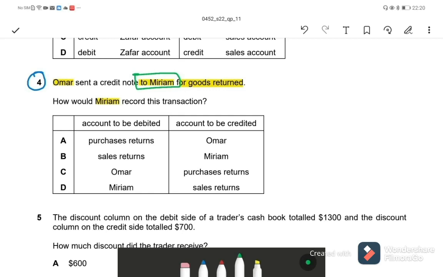Purchase return. Purchase is always debited. Purchase return is always credited. So the purchase return to whom? Omar. So Omar account debit. Purchase return account credit. Correct answer is option C. Omar account will be debited. Purchase return is credit.